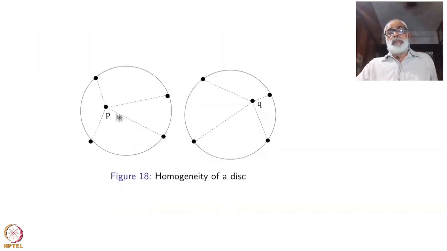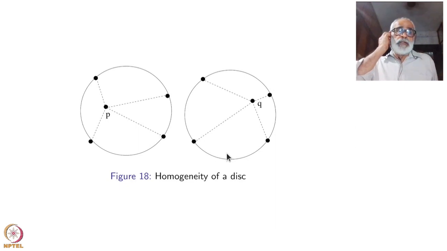So here is a picture of what it does. Each line segment like this will be mapped to a line segment like that. The points on the boundary are kept fixed. This is psi pq. So this p will be mapped to q. And then extend the map like this by taking line segments, that's all. So this is the homogeneity of the disk, namely any point in the interior goes to any other point in the interior by a homeomorphism of the entire disk.